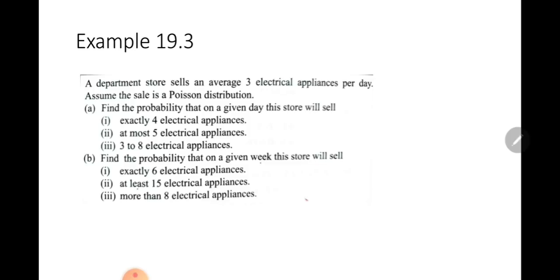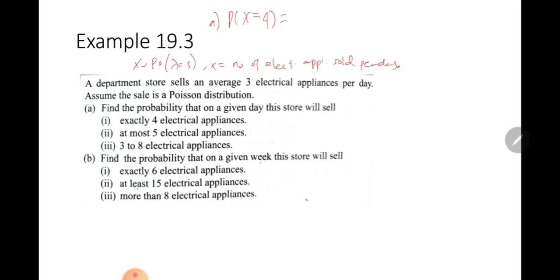So you have a department store that sells an average of 3 electrical appliances per day. Assume the sale is a Poisson distribution. Find the probability that on a given day, the store will sell exactly 4 electrical appliances. So for A, you have x follows Poisson lambda equals to 3. x is the number of electrical appliances sold per day. I'll just write here x is the number of electrical appliances sold per day. So you want to find A, Px equals 4.